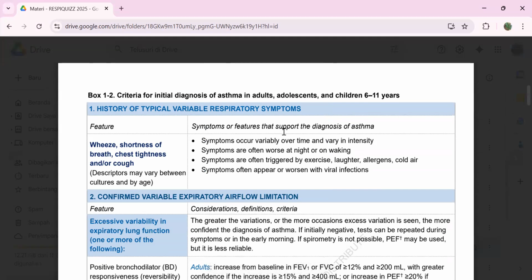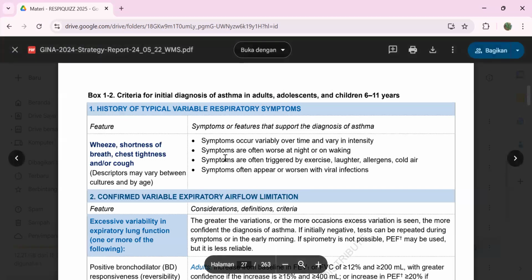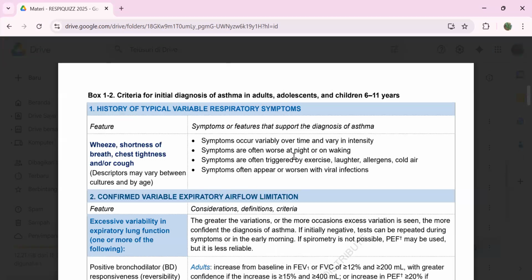Symptoms or features that support diagnosis of asthma: symptoms occur variably over time and vary in intensity. Symptoms are often worse at night or on waking. Symptoms are often triggered by exercise, laughter, allergens, cold air. Symptoms often appear or worsen with viral infection.